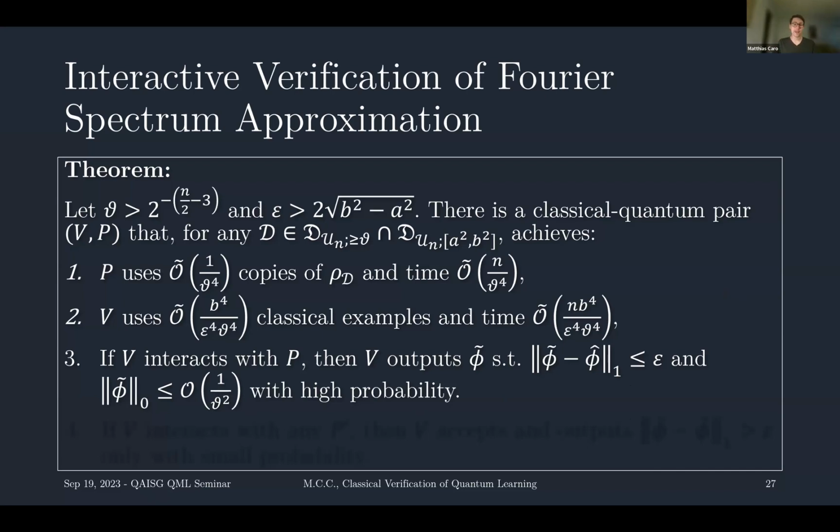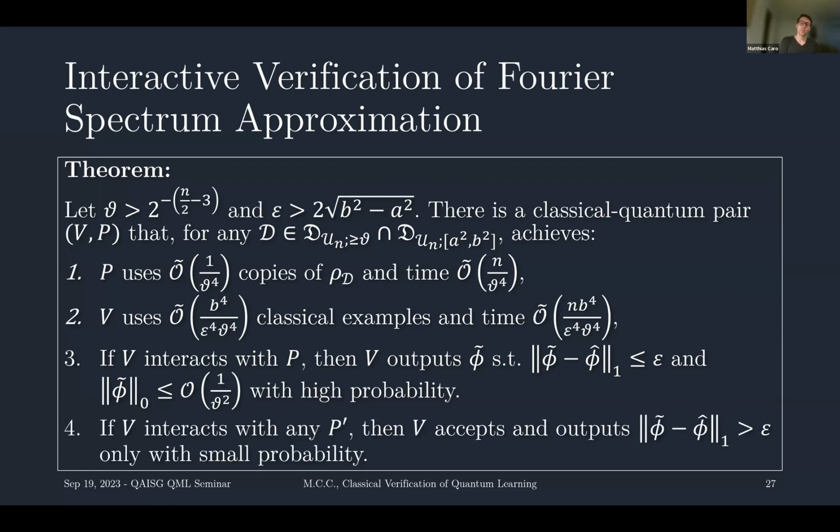And the counterpart to this is a soundness assumption. So what if the prover tries to cheat? And here we give a protocol such that no matter what the prover does, the prover could cheat, the prover could just be incompetent, and the prover can be arbitrarily powerful in trying to fool the verifier, the probability that the verifier accepts and outputs a bad approximation is very small. So only with very small probability will the verifier interact with a dishonest prover and still accept and output something wrong.